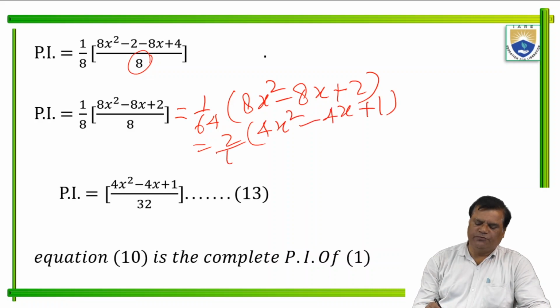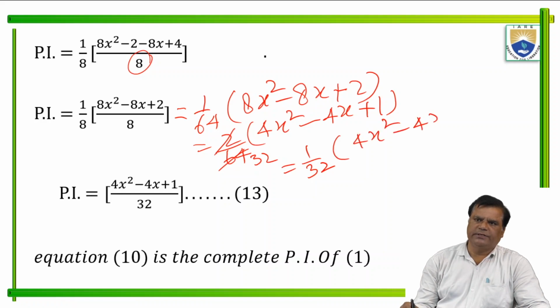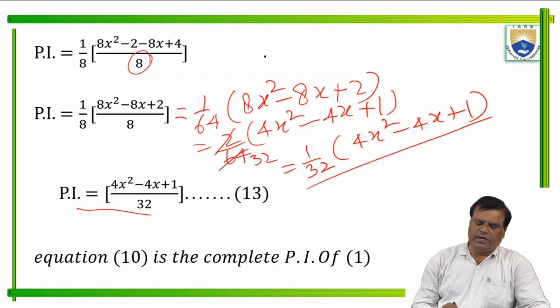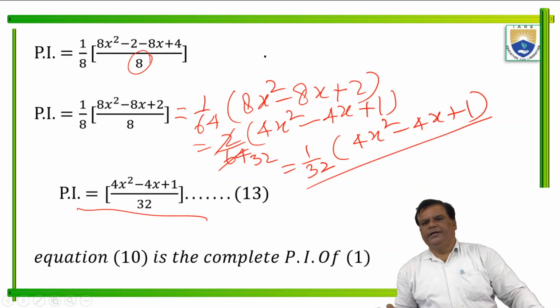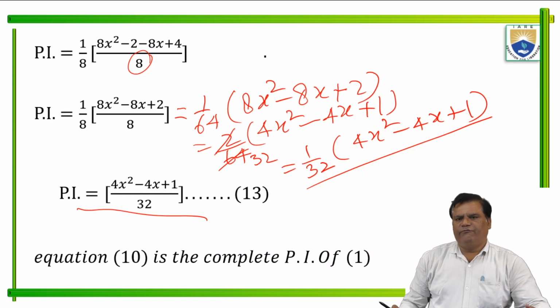Now upon 64, 2 here gives 32. So the final answer is 1 upon 32 and in bracket 4x square minus 4x plus 1. So this is the answer, the PI. So I am getting this PI. This is the complete particular integral of 1.